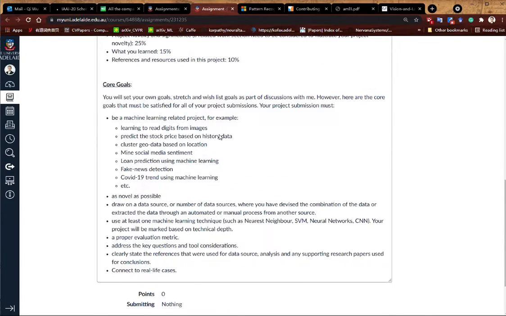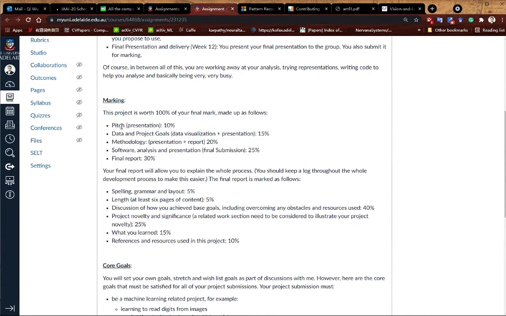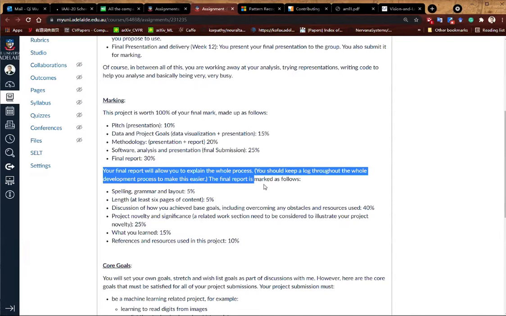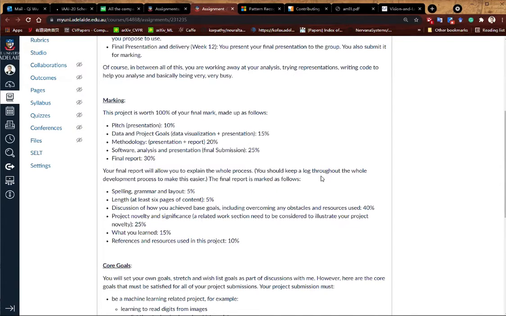Later I will show you that even for each small assignment, we have a very clear marking scheme to show you how we mark the project. Your final report will allow you to explain the whole process. And of course, that means you should keep a log through the whole development process to make this easier.